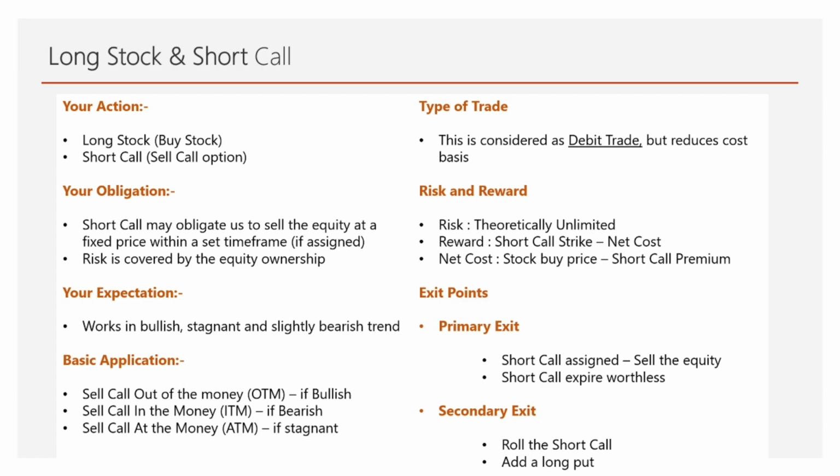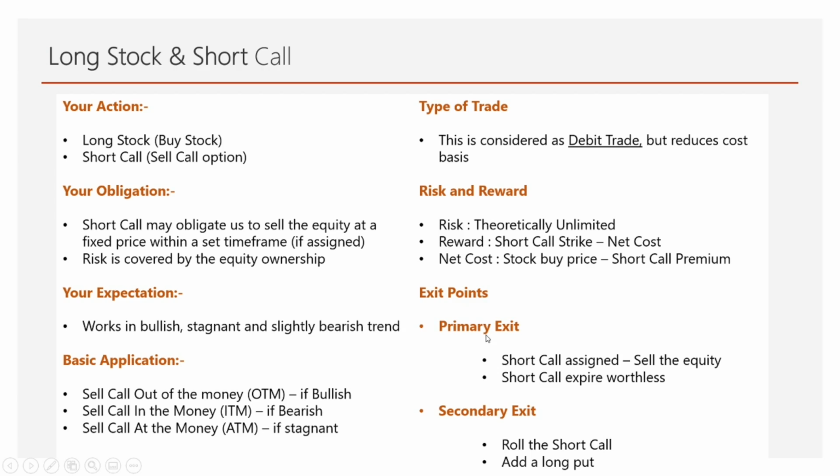So what is the risk here? When the stock market goes down, for instance, the Apple share is now $125. If the Apple share goes to zero, there is a big loss, right? But there is a limit, because if you use this covered call, you keep collecting a limited amount of premium every now and then. So the reward is the short call strike minus the net cost. The net cost is the stock buy price minus the short call premium. I have an example in the next slide. We'll explain with an example, and it will be easy for you to understand.